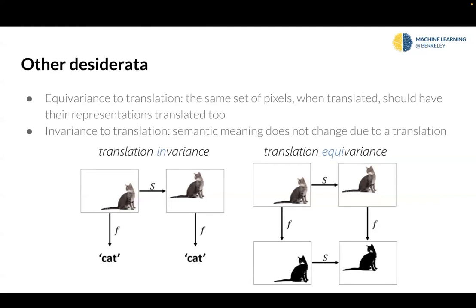And lastly, and second, we also want translational invariance. And so that means if we move the pixels in an image, the output or the semantic meaning should not change. And so on the left image, you see that as we move the cat, it's still a cat. So nothing changes in the label in that sense. So that's called translational invariance.